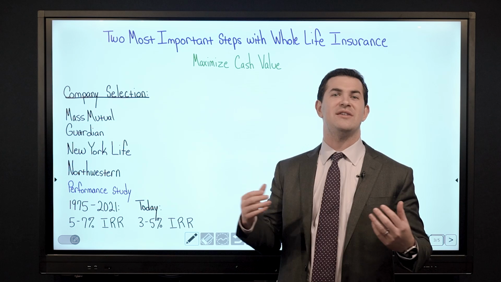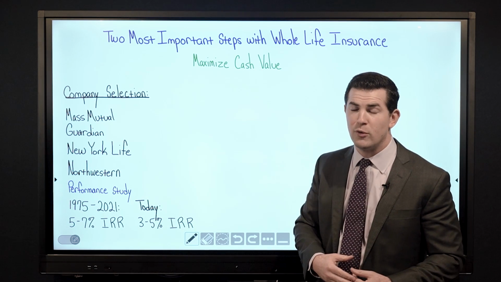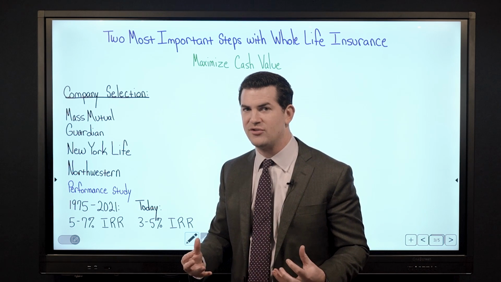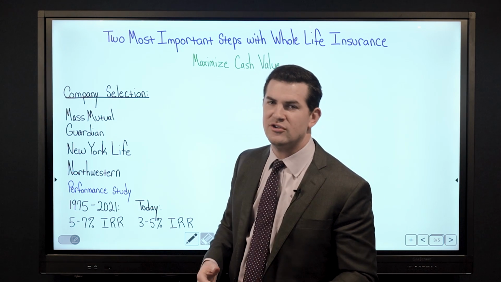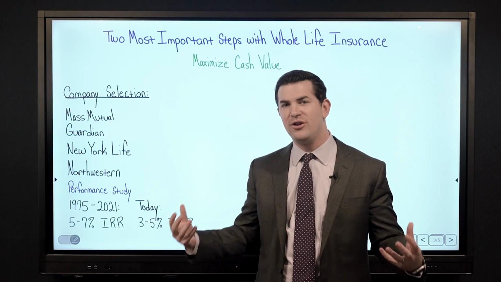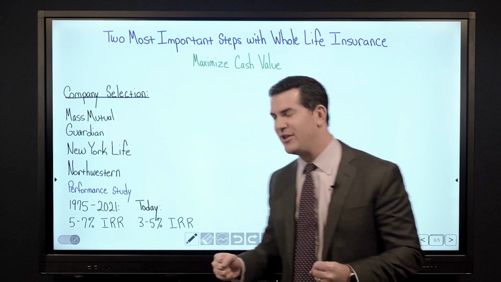However, to properly set expectations, if you were to take out a policy today, or if you've taken out a policy recently that was designed for maximum cash value, I'd set expectations somewhere between the 3 to 5% net internal rate of return, the actual growth rate on your cash value.